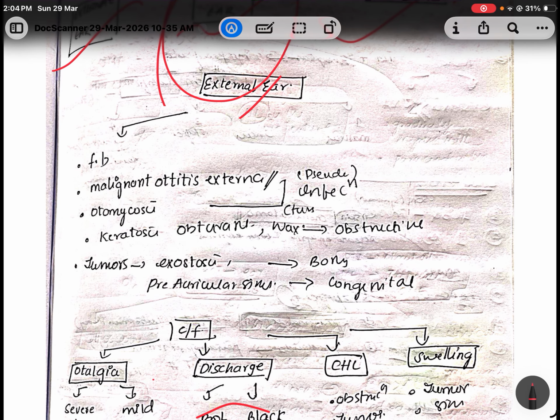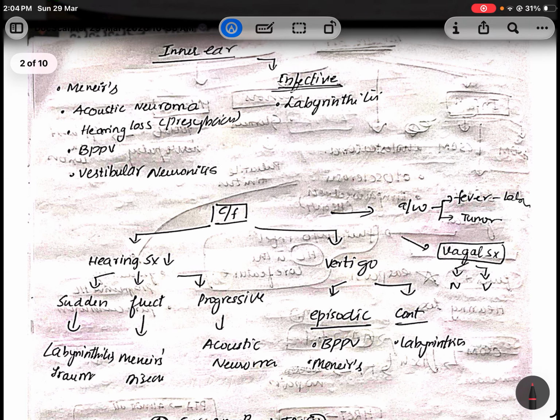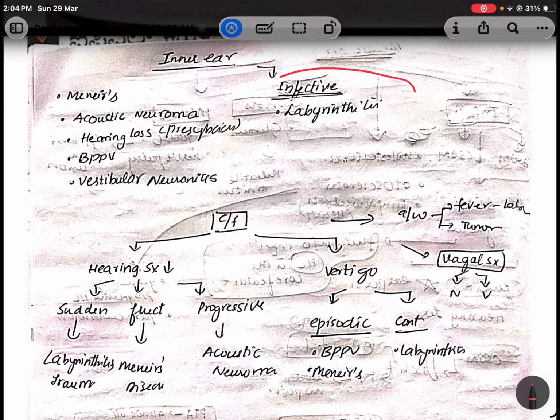Again, these two things are separate narration. If you want to go in depth and write, obviously you can go and write. Depends on marks, right? So I'm not discussing much. Again, in the inner ear, again you might have an infective condition or a non-infective condition. Again, vestibular neuronitis is something which will come here, but I missed it.